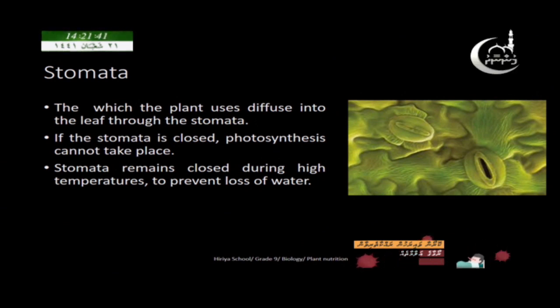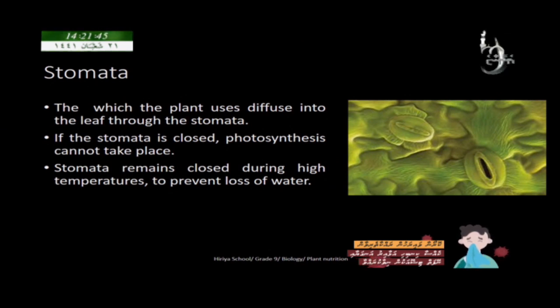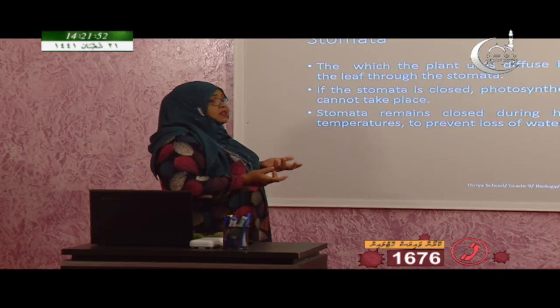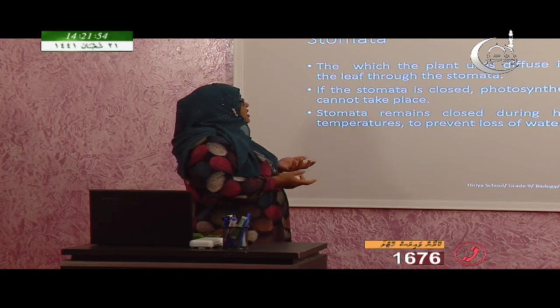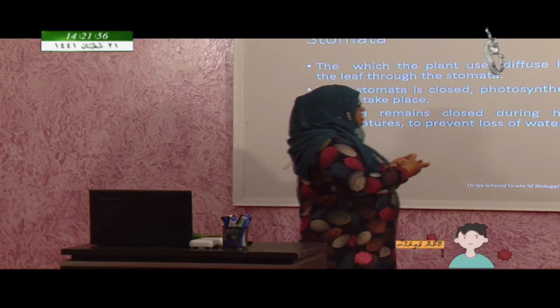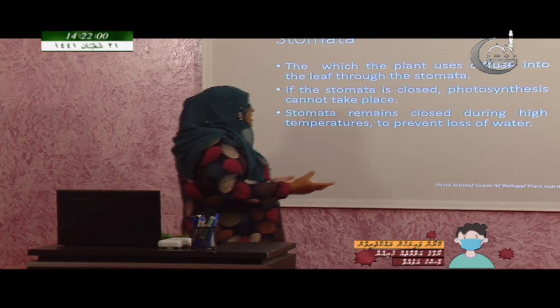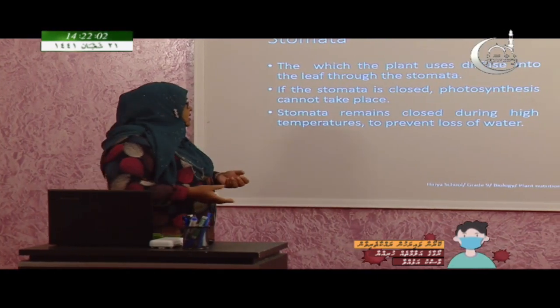I have chosen it here. What is stomata? Stomata is a space between the two guard cells. What is the function of stomata? Yes, stomata absorbs carbon dioxide during photosynthesis. So, if the stomata remain closed, carbon dioxide cannot diffuse. That means, if there is no carbon dioxide, plants cannot photosynthesize.